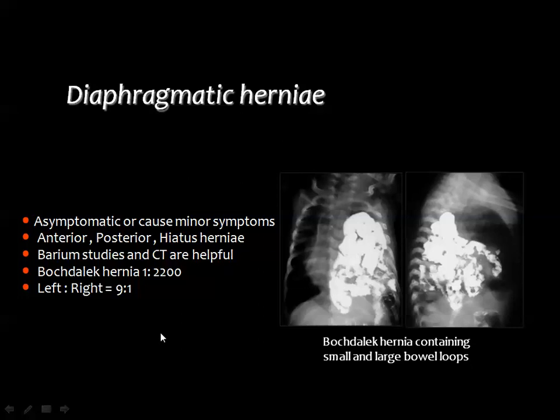Then we have finished with cystic lesions in the mediastinum. Now we are discussing the hernia. And in the mediastinum, we have three hernias. The anterior one is known as the hernia of Morgagni. The posterior one is known as the hernia of Bochdalek, and the middle one is known as the hiatus hernia.